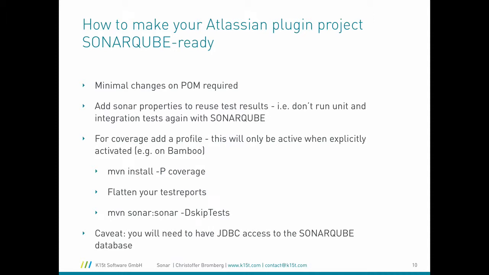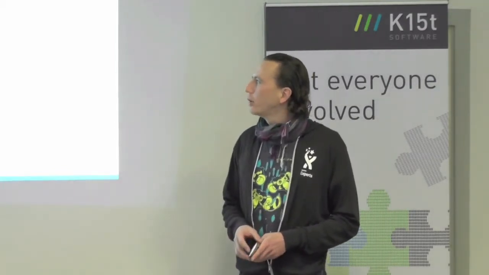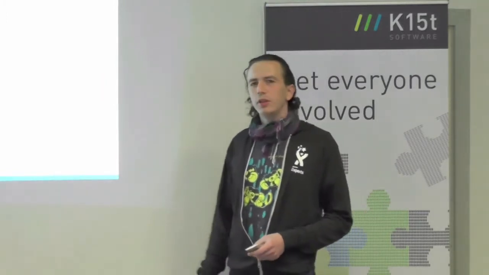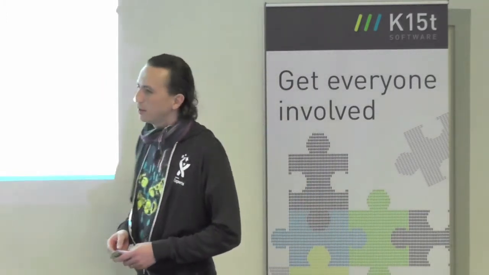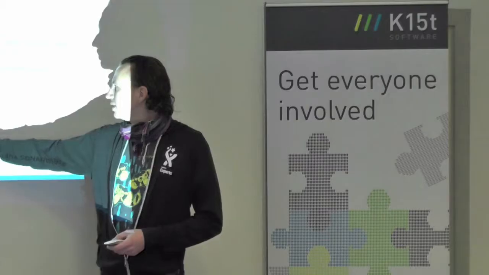You will have to add some properties to your POM. You will have to add a profile which is about 100, 120 lines of XML in your POM to record coverage. Moreover, if you want to generate an analysis, all you do is make an install, then you have to do some flattening of your test reports for Sonar. That's bad news, but you can also do this with Maven and the dependency copy plugin or something like that. Or just a plain old bash script. Then you do Maven Sonar and skip the tests.